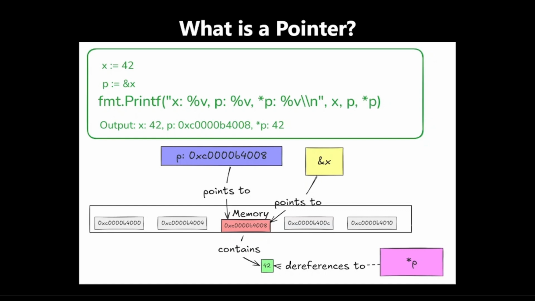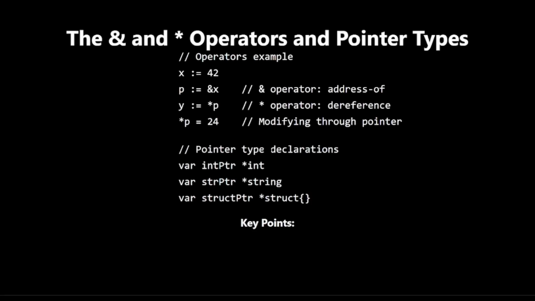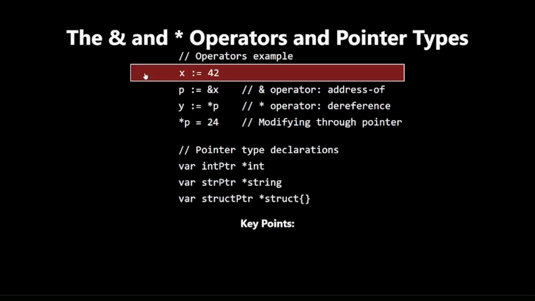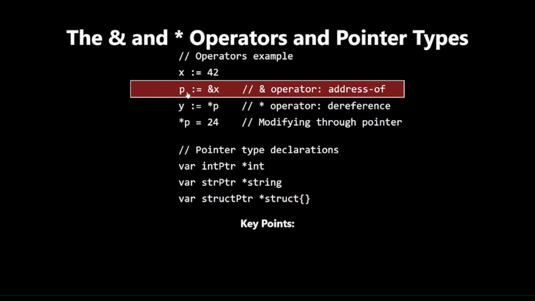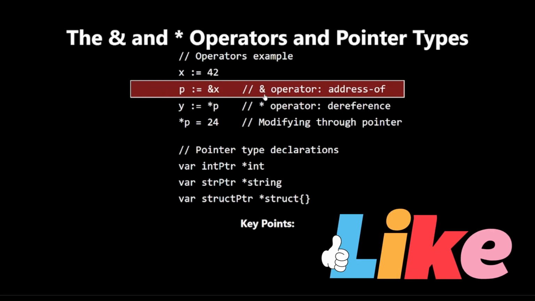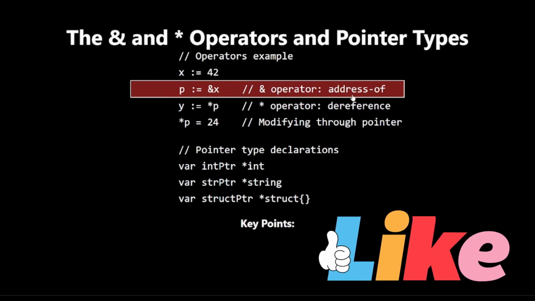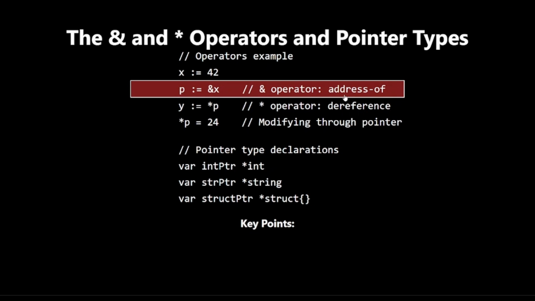Let's explore the & and * operators in Go and understand pointer types. In our first example, we start with x = 42. This creates a regular integer variable. Then we have p = &x. The & operator gives us the memory address of x. We call this the address-of operator. Now p is a pointer to x.